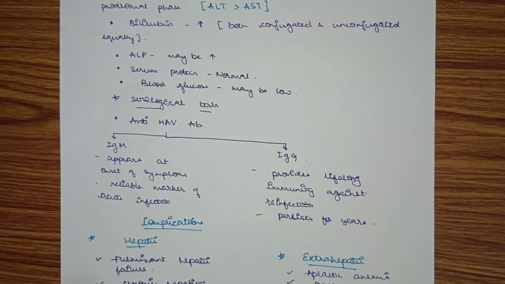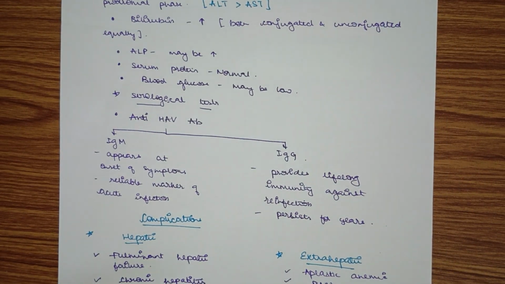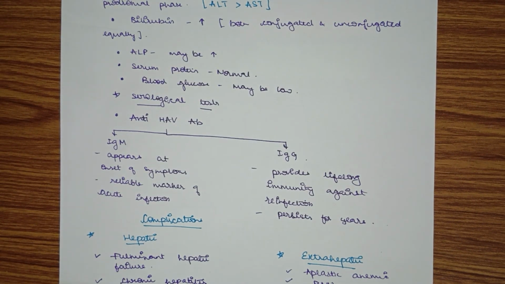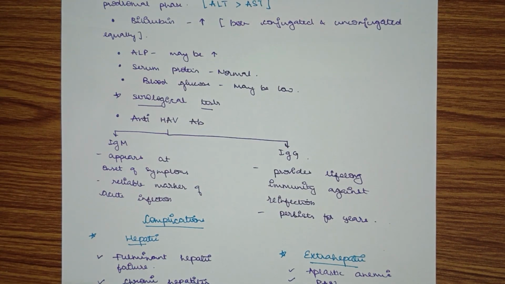Whereas IgG will occur after the infection heals, that is after the recovery, and it provides lifelong immunity against reinfection. It persists for years. Since hepatitis A is never chronic, after recovery there will be appearance of immunoglobulin G.